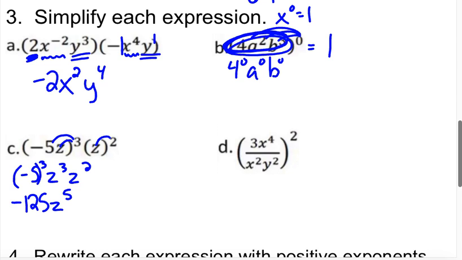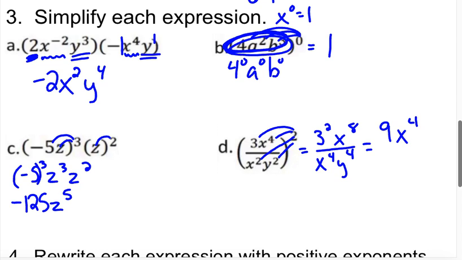And the last one, we are going to distribute this square to everything, top and bottom. So we end up with 3 squared, and we're going to multiply these exponents. So x to the 8th, x to the 4th, and y to the 4th. Okay, so obviously 3 squared is 9. And now with the x's, you have an x on top and an x on bottom, so we want to subtract those exponents. 8 minus 4 is +4, so x to the 4th, you're going to leave that on top, and y to the 4th will stay on the bottom.